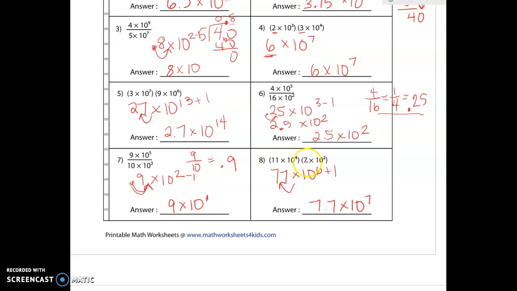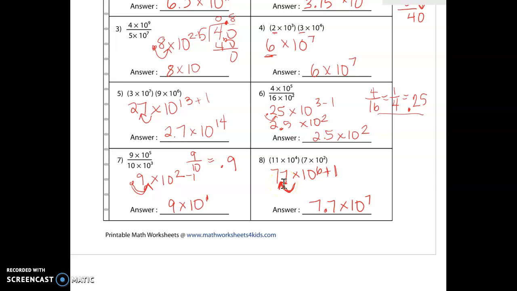11 times 7, and this is number 8, is 77 times 10 to the 6th, because I added my exponents. 77 is too large to be in proper form. So I divided by 10 to make it smaller. Since I divided by 10, I've got to give that 10 back to keep these equivalent. So I have 7.7 times 10 to the 7th.